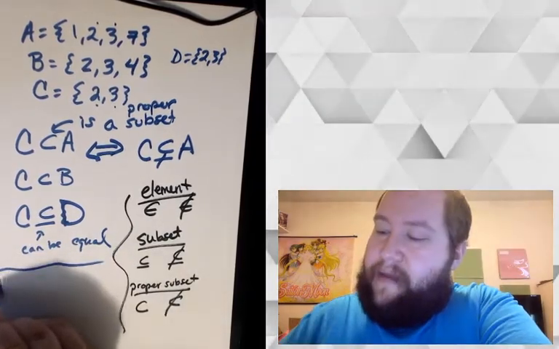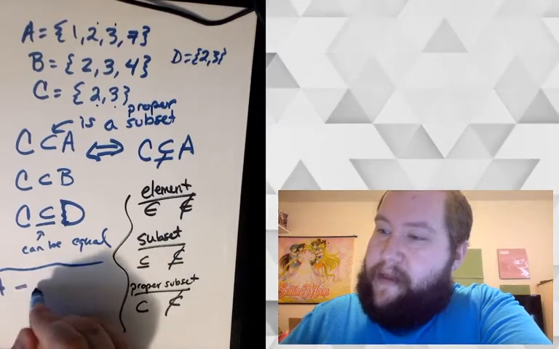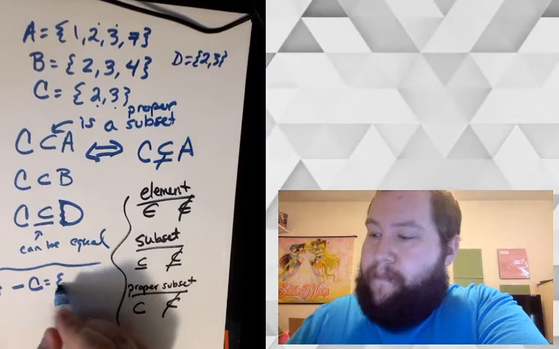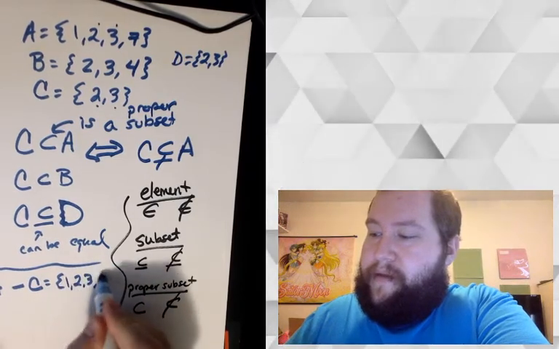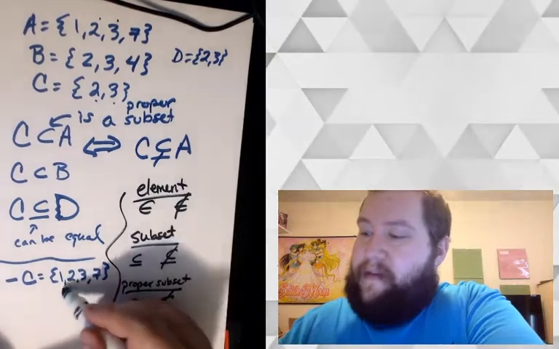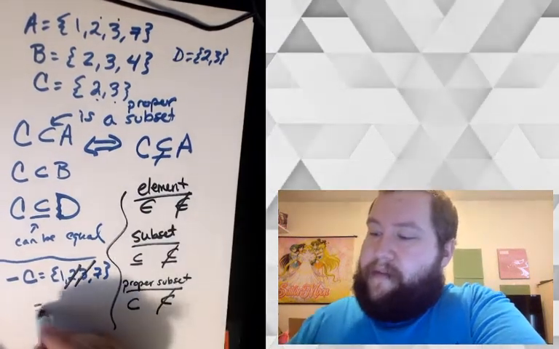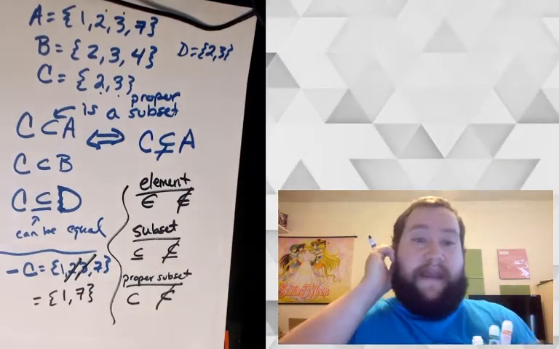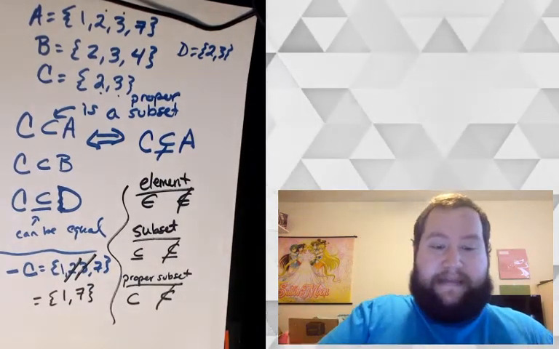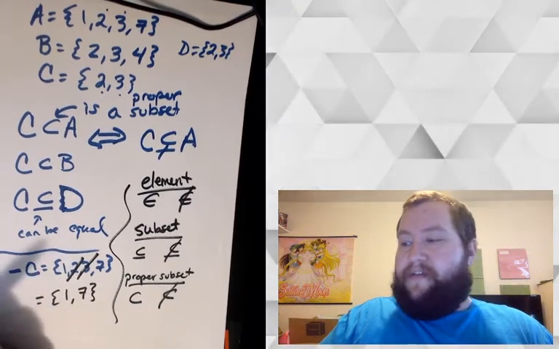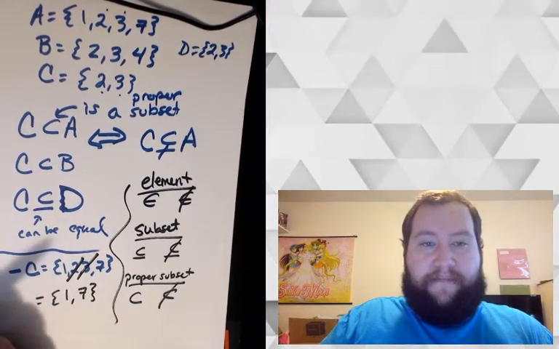If we do A take away C, you get A, 1, 2, 3, and 7. And you take away all the things in C, 2 and 3, and so you're left with 1 and 7. So A minus C is that. And we have a couple more. We have our intersect, our union.